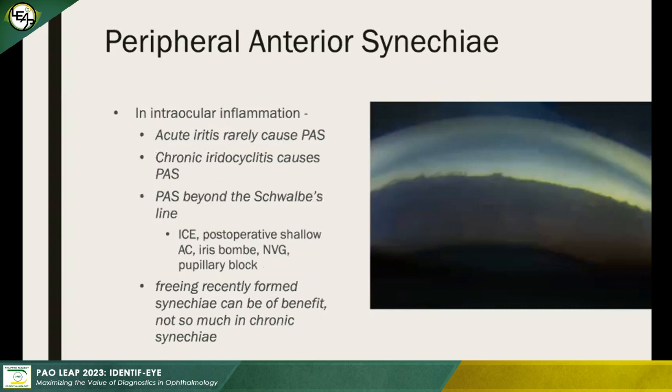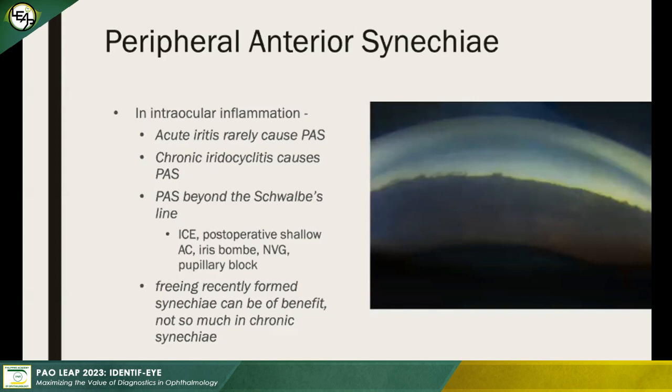In intraocular inflammation, acute iritis rarely causes synechia. Chronic iridocyclitis causes synechia, and synechia does not typically go past the Schwalbe's line. These are in instances of ICE and postoperative shallowing of the AC, iris bombe, NVG, and pupillary block.